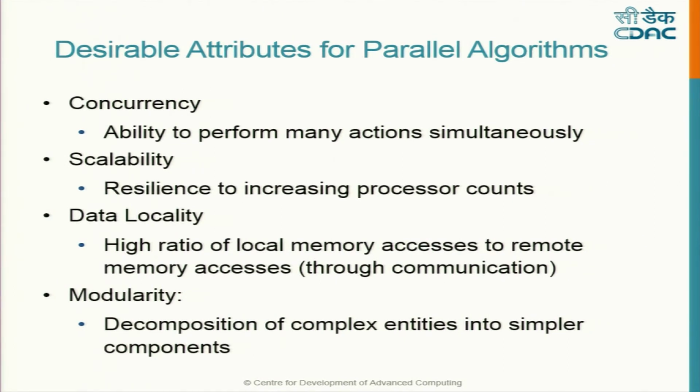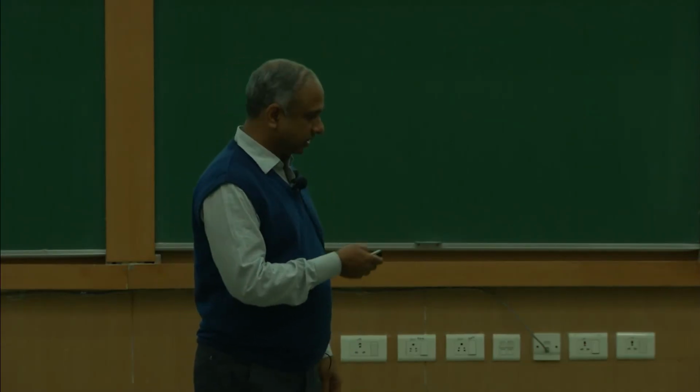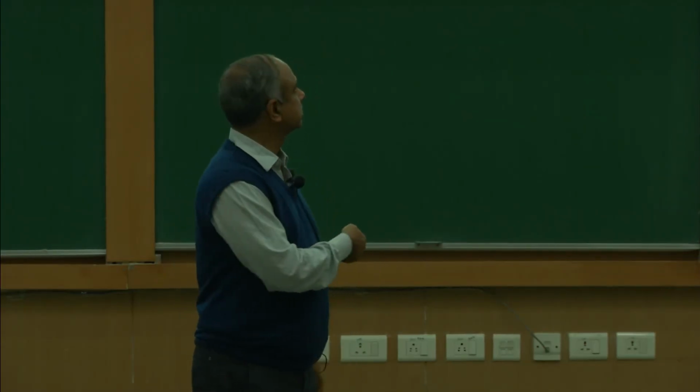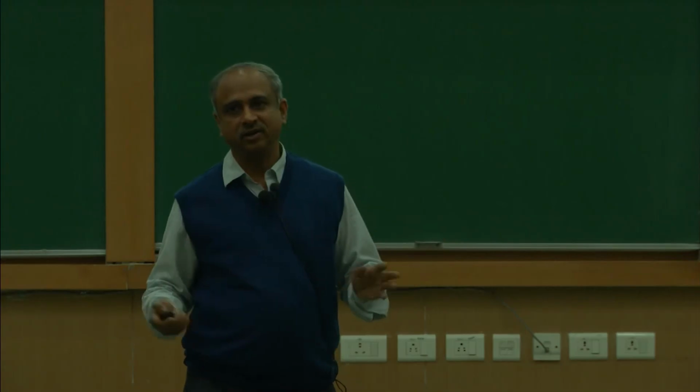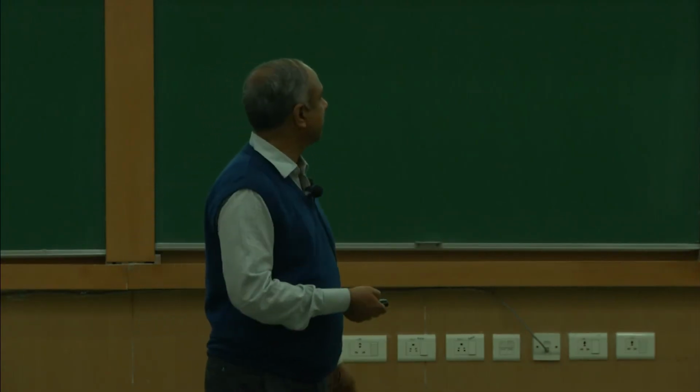So now these are the desirable attributes that you see in any parallel algorithm. First, the most significant being concurrency. If there is no concurrency that you can spot in what you are doing, you cannot parallelize. So this is the ability to perform many actions simultaneously, and typically, as I said, if they can be independent, that will be the best thing that can happen.